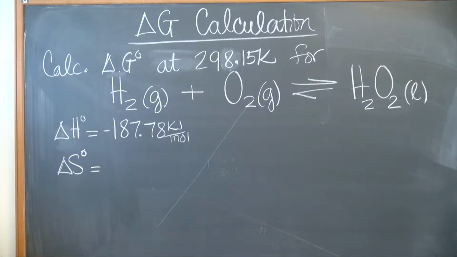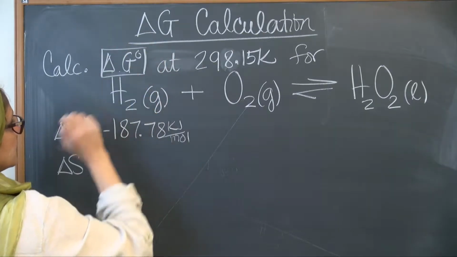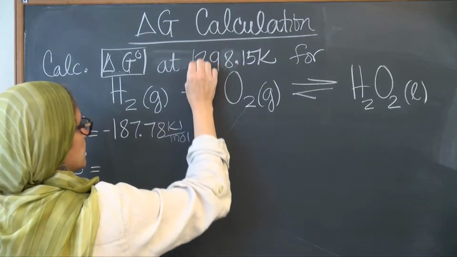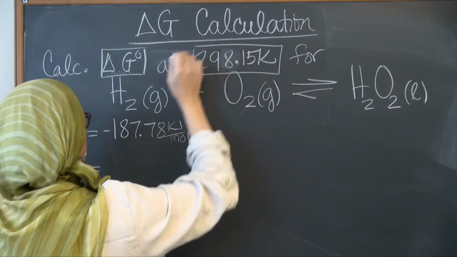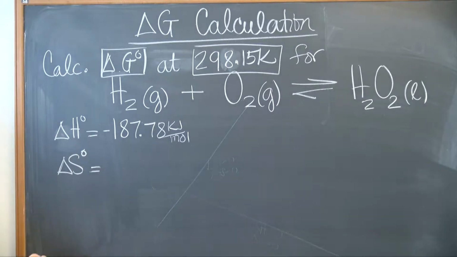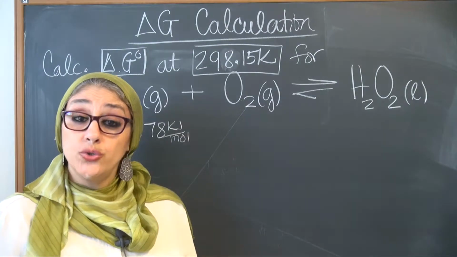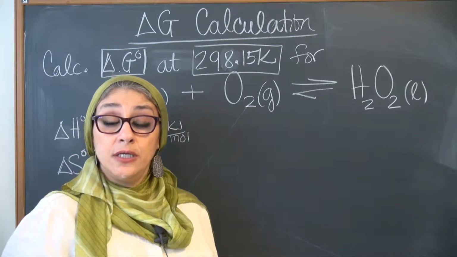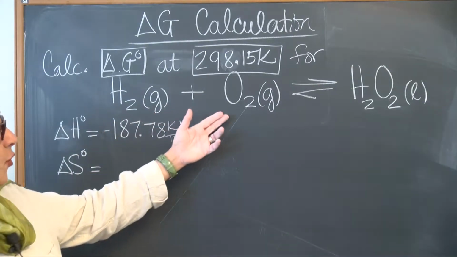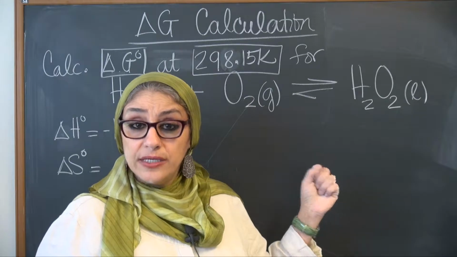Okay, next we need to look for delta G naught. That's our unknown. We are given temperature. We're given delta H. Oh, we don't have delta S. So how are we going to do that? Well, what you could do is look in the back of the book and look up the entropy of formation values for each of the reactants and products and calculate delta S.